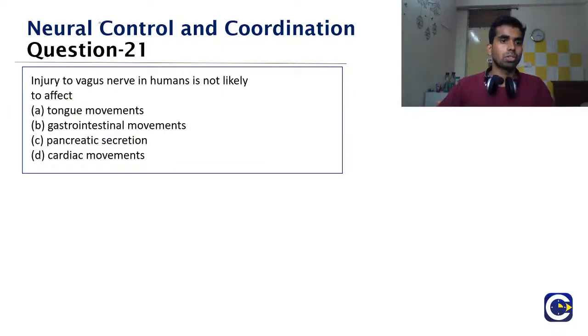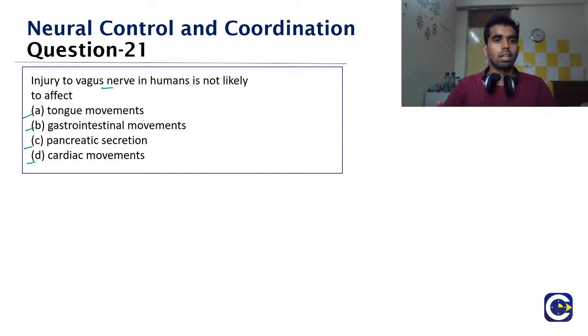Now moving to question number 21. Injury to the vagus nerve in humans is not likely to affect option A, tongue movements, option B, gastrointestinal movements, option C, pancreatic secretion, and option D, cardiac movements.